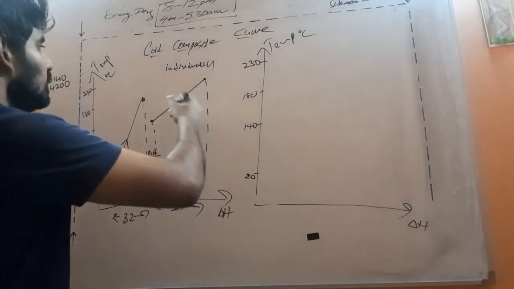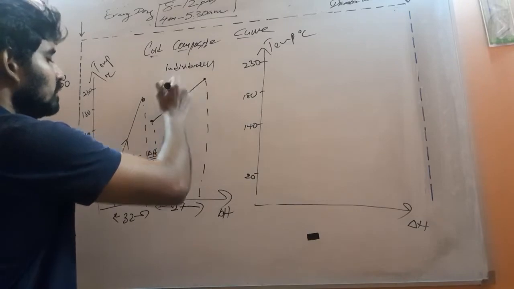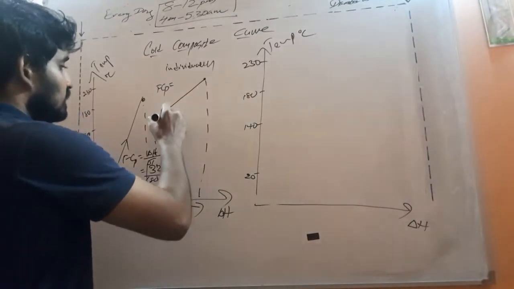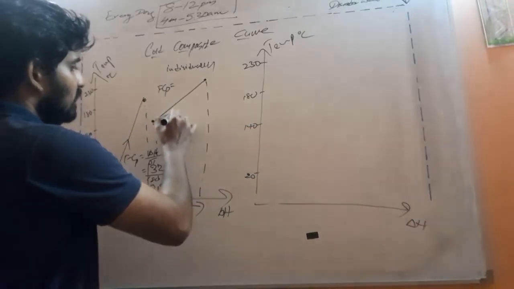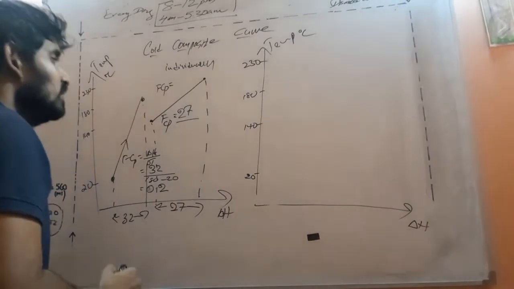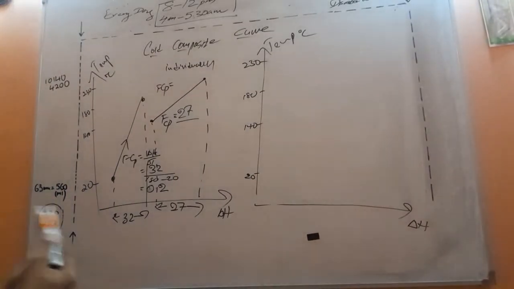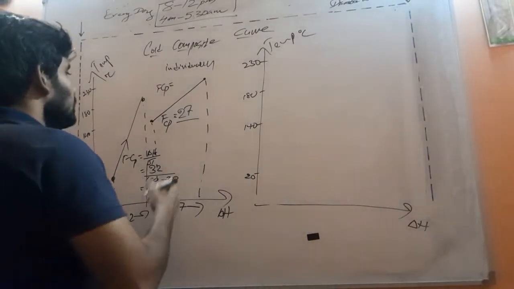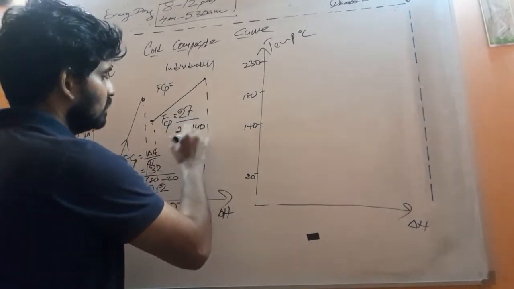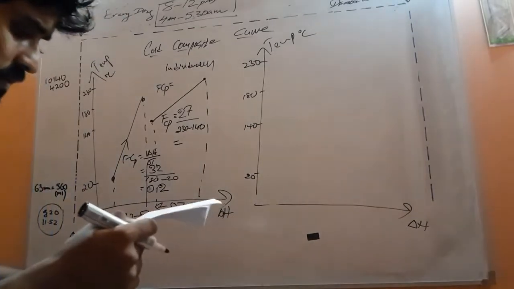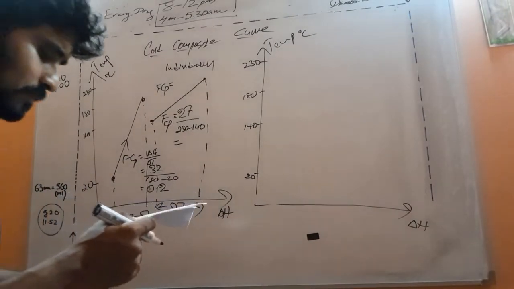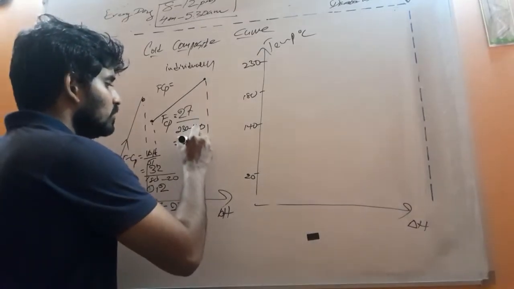That's the second curve. What is the FCP value? FCP value is delta H 27 divided by temperature difference, target minus supply, 230 minus 140. What is the value? 0.3. FCP value is 0.3.